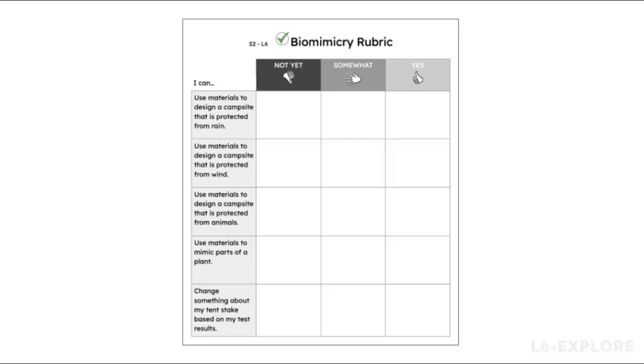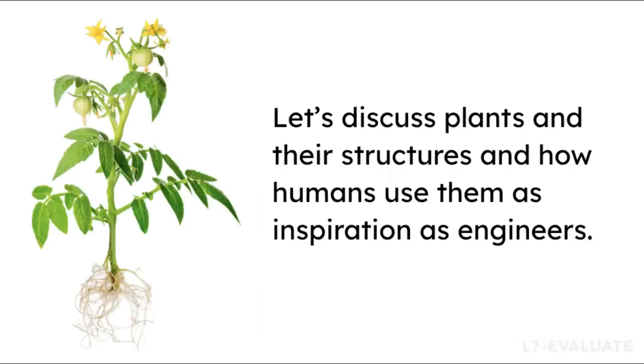You'll have students use the Biomimicry Rubric student journal page to self-evaluate their solutions. You'll then invite students to gather in a circle to review what they've learned about plants and their structures and how humans can use them as inspiration during their time as engineers. The goal of this class discussion is for teams to revisit the learning throughout the unit and to wrap up the unit.